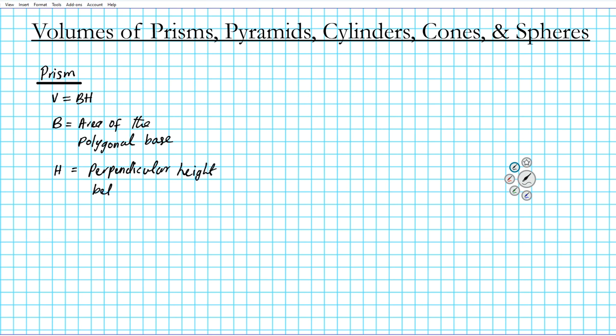between the bases. All right, next solid we're going to be taking a look at finding the volume of are pyramids. They have polygonal bases and their sides are made up of triangles that all meet at a point on the apex, or top. So the volume of a pyramid is given by V equals 1/3 the volume of a related prism with the same base polygon and height. So 1/3 B times H.